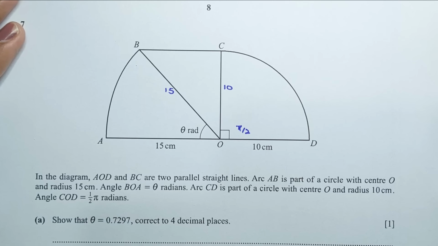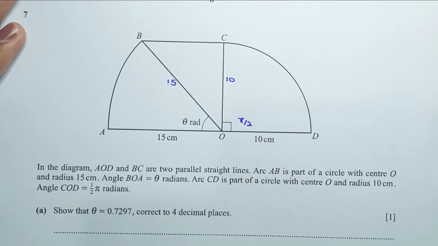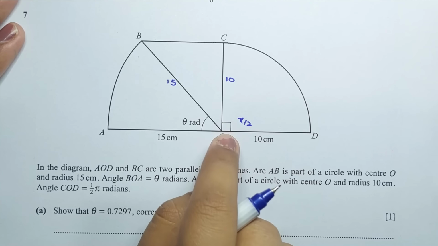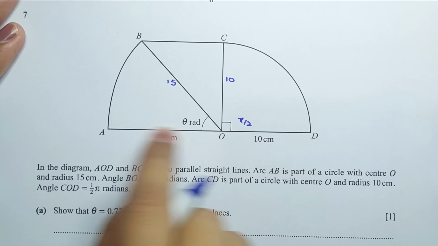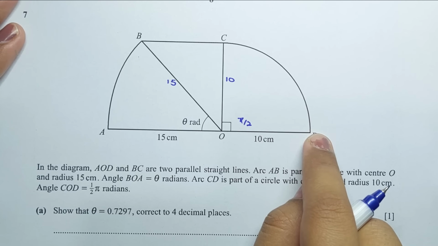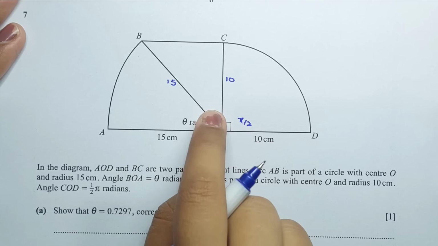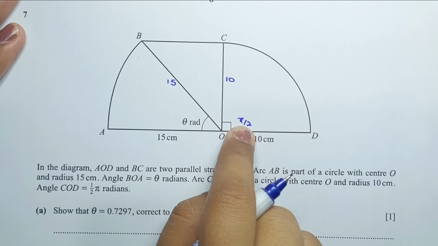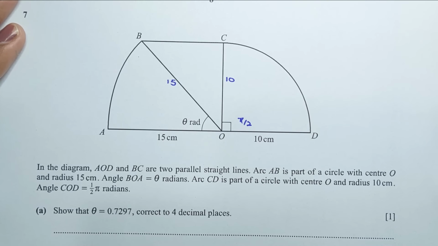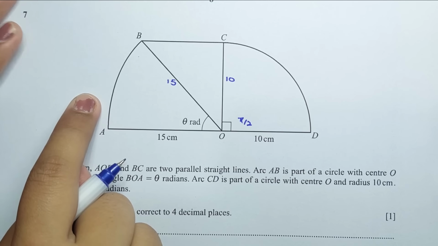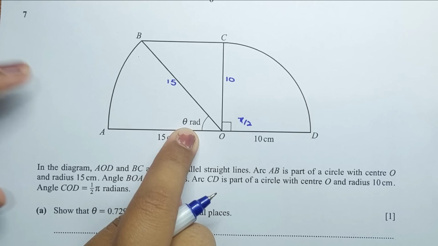Okay, now for part A, show that theta is 0.7297, correct to 4 decimal places. We have to solve for this theta. All right, so this is a straight line, so we know that the angle on a straight line is equal to 180 degrees. This is pi by 2. Let me solve for this angle and then add the two angles and subtract from pi, so you will get that angle, right? Because we have just these two sides. If we have an arc length, we can easily get the theta.